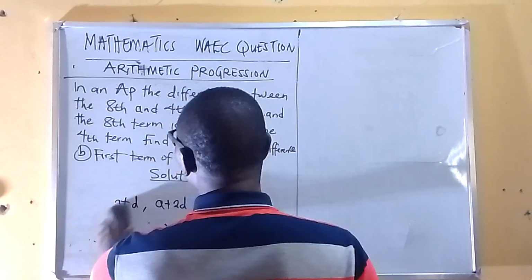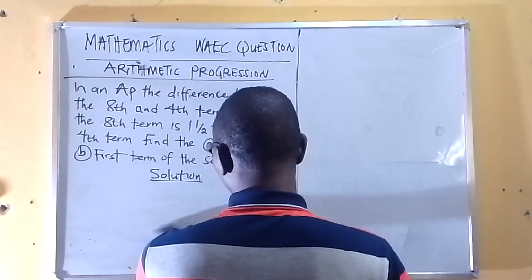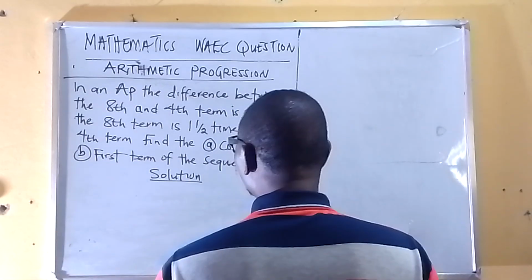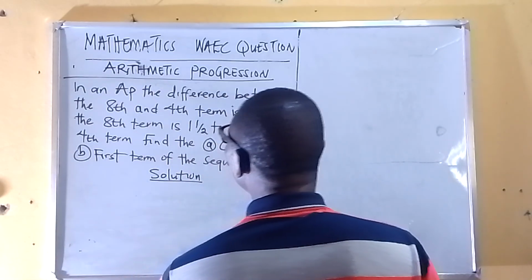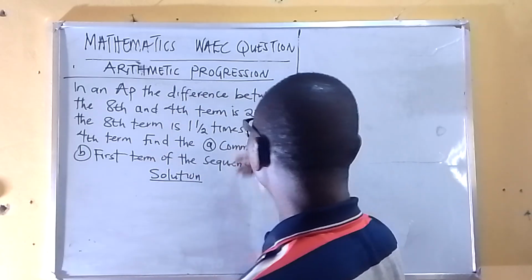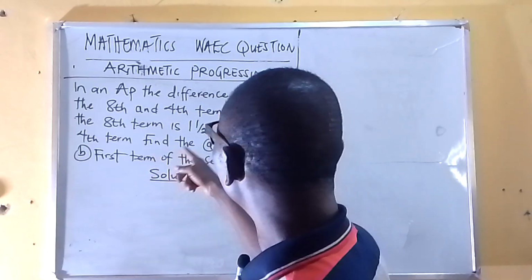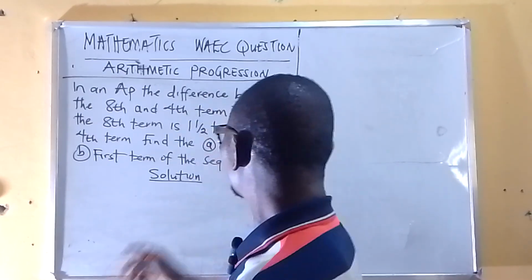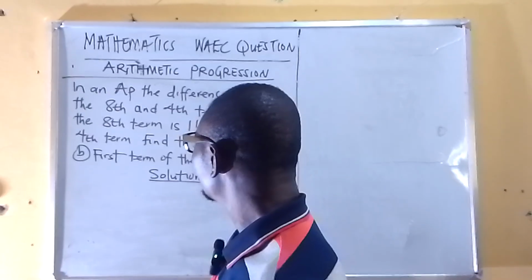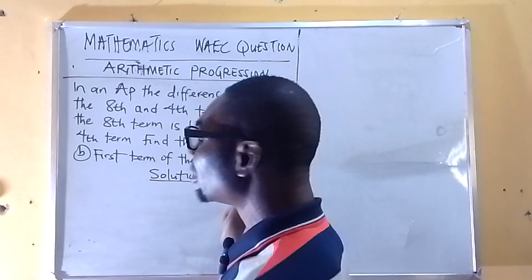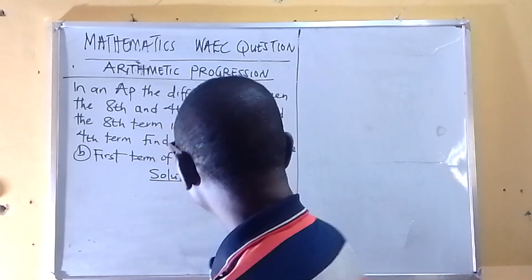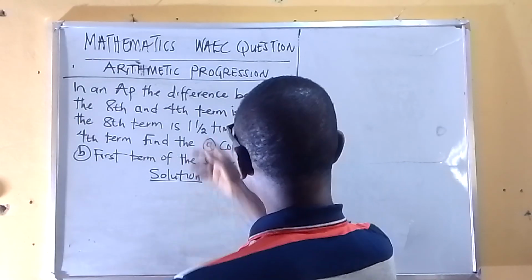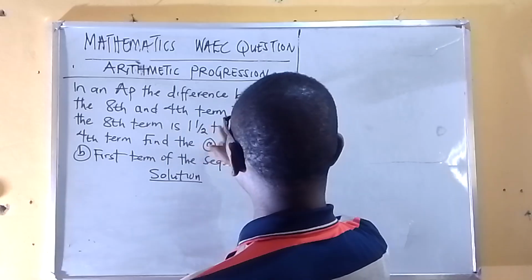Now let's solve this problem on the board. In an AP, the difference between the 8th and 4th term is 20, and the 8th term is 1.5 times the 4th term. Find the common difference. Find the first term of the sequence. To solve this, you need to understand what the question is talking about. It's telling you that the difference between the 8th and the 4th term is 20.